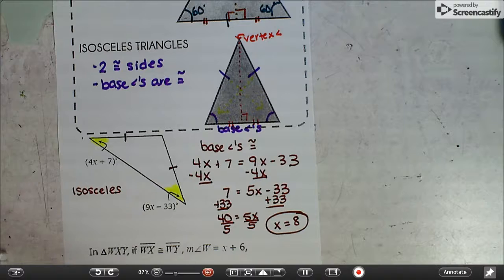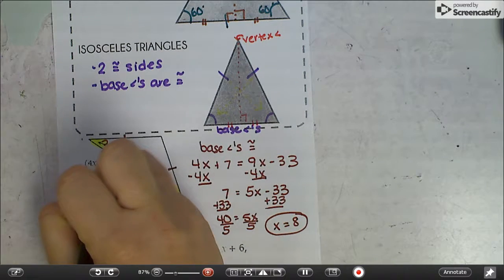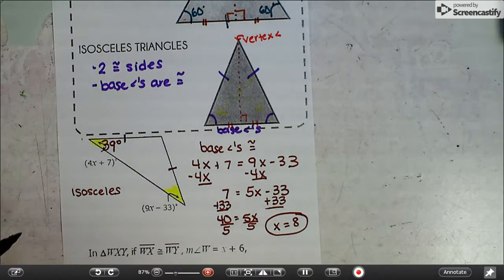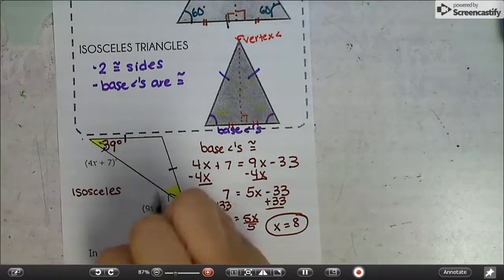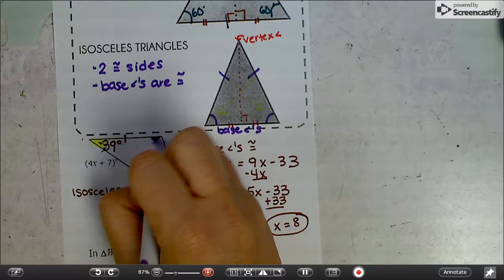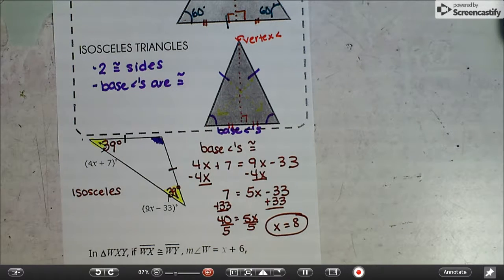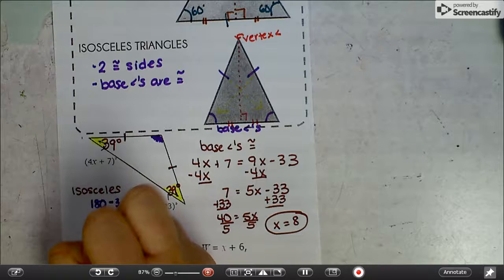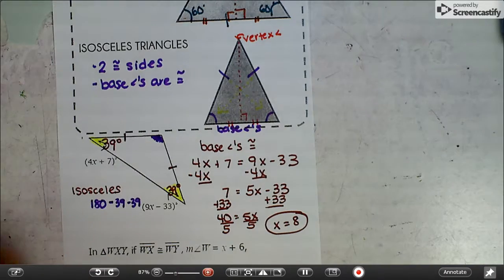If we needed to know the measure of these angles, we would plug the 8 in. So we have 4 times 8 plus 7. This is 39 degrees. If we did it right, this should equal 39 also. 9 times 8 minus 33. We did. And a lot of the time in these kind of questions, they're going to ask you what the measure of this angle is, the vertex angle. Well, in a triangle, there are 180 degrees. So to find out that one, we would do 180 minus 39 minus 39.